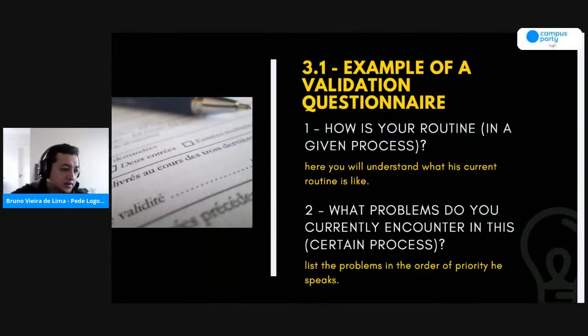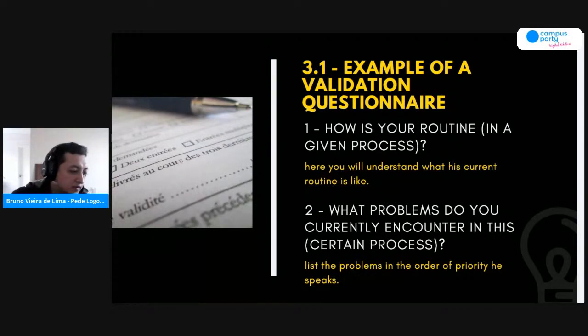The second question is: what problems do you currently encounter in this process or routine? If he talks about the problem you want to solve or something close to it, it's time to ask him specifically about that part of the routine. What problems does he find, exactly? Note these problems in the order of priority he mentions them. Usually what we talk about first is what bothers us most. The problem you solve has to be at least in the top 3 to be relevant.